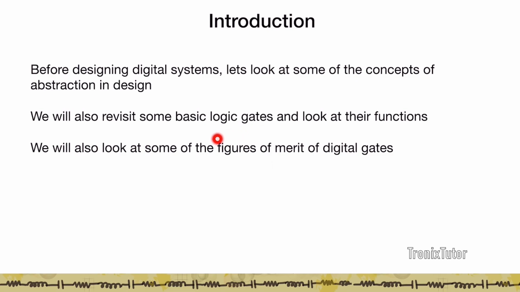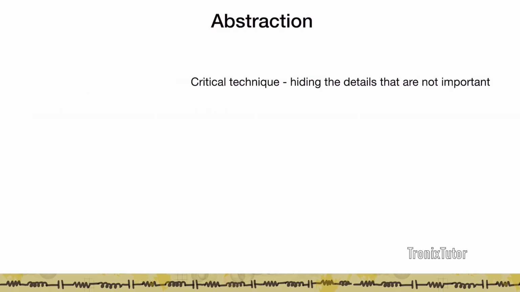And we'll spend some time talking about the figures of merit of digital gates because that will be important through the course. So first thing I want to talk about a little bit is abstraction. So abstraction is a very critical technique, and what it essentially boils down to is hiding the details of the design that are not important, right?